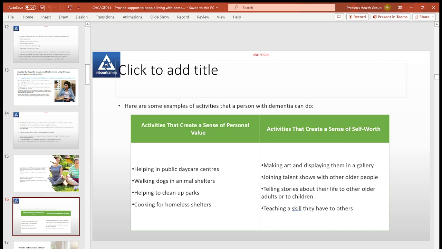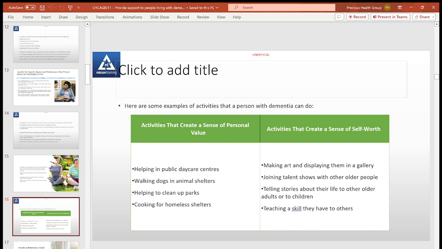Here are some examples of what a person with dementia can do. One: activities that create a sense of personal value. One of them is helping in a public daycare center, or walking dogs in an animal shelter, helping to clean up parks, cooking for a homeless shelter. These are things that can give people this personal value.